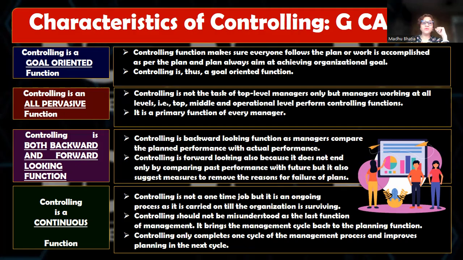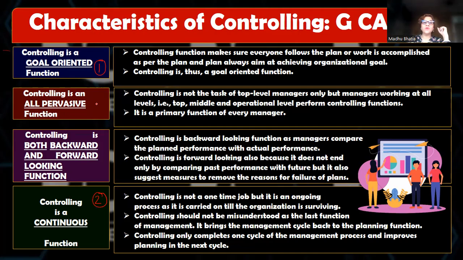Then C stands for continuous. Controlling is continuous. All functions of management are continuous. Business is a going concern, and therefore management and all its functions are also everlasting, continuous in nature. They never come to an end. You control one thing and then the second and the third, and it goes on and on. So it's continuous in nature till the time the organization exists.